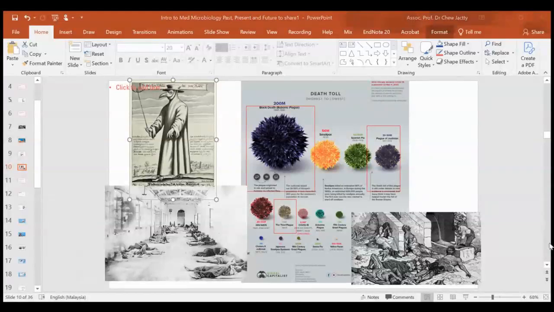Okay. Let me go back to my slide. Oh, I can do full screen. If I do full screen, you can see.